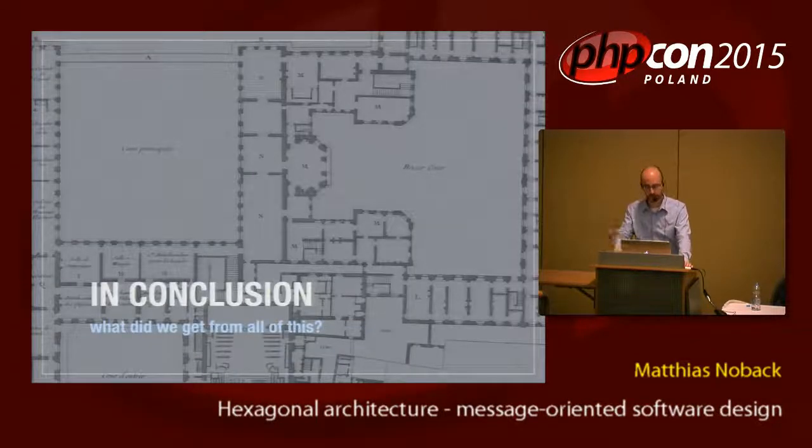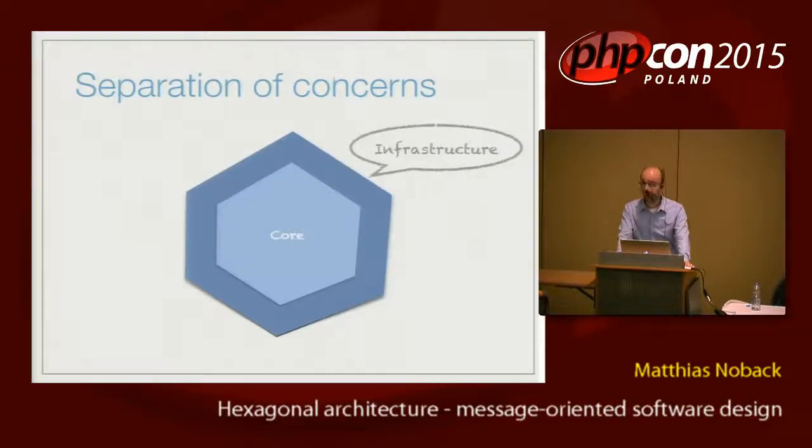So in conclusion, what do we get from all of this? We have great separation of concerns, which is something that we want in our architecture. And we want to be able to put things in the right place. We want to be able to make this clear to any of our team members where things belong. And we can just do this based on their dependencies and the way they are either talking to the world outside or directed inwards.